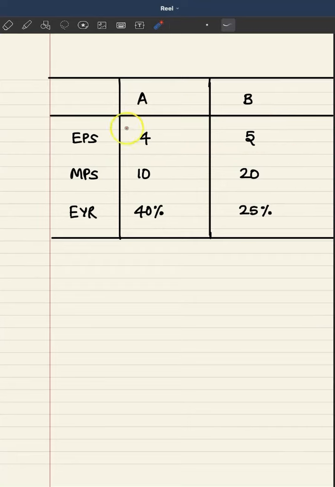But when you compare the EPS with market price, in A the market price is 10. So 4 on 10 gives you earnings yield ratio as 40%. And here in B, the market price is 20. So 5 on 20, the earnings yield ratio is only 25%. So in that way, earnings yield ratio will help you to take calculated decisions.